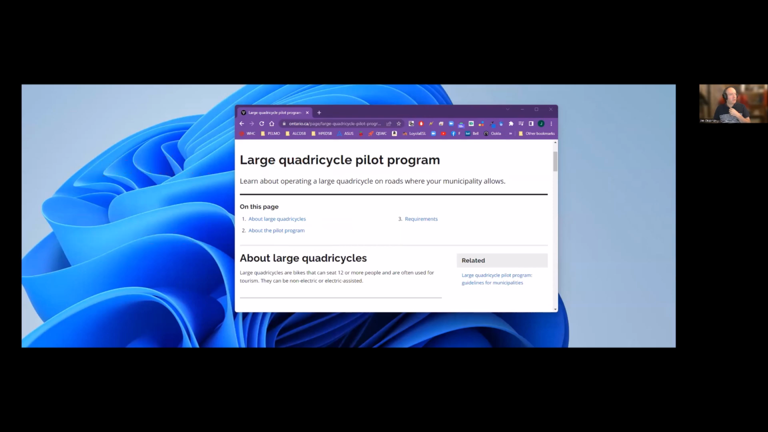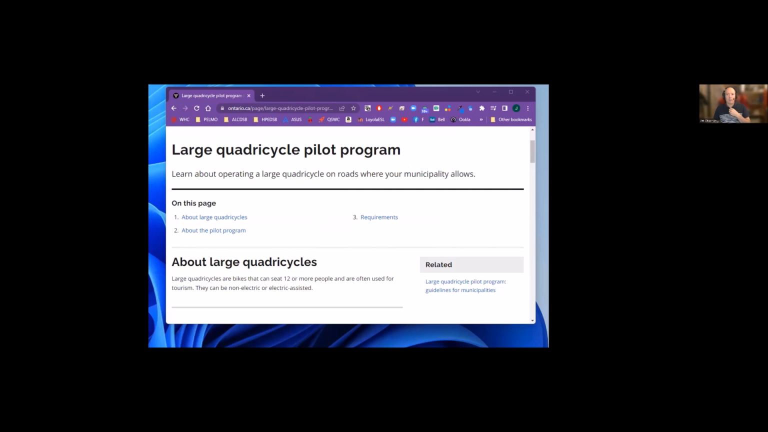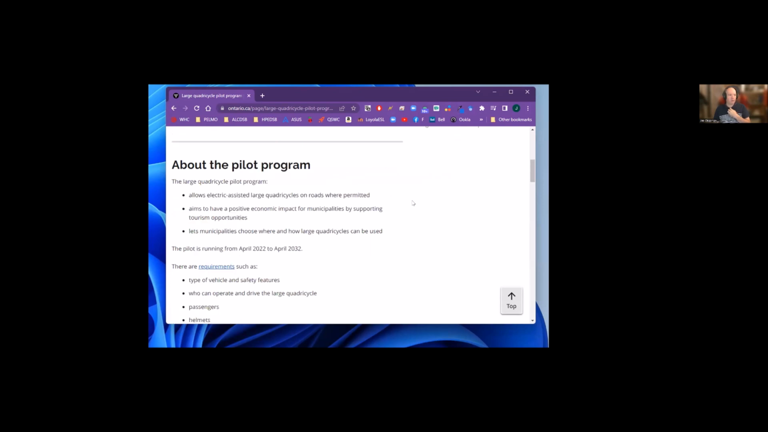Okay. So here we are with the Quadricycle pilot program. And this is for the province of Ontario in Canada where I live. So there you can see Ontario, and it says large quadricycle pilot program. Learn about operating a large quadricycle on roads in your local area. Large quadricycles are bikes that can seat 12 or more people and are often used for tourism. So quadricycles actually exist, and they're really large bicycles with 4 wheels.